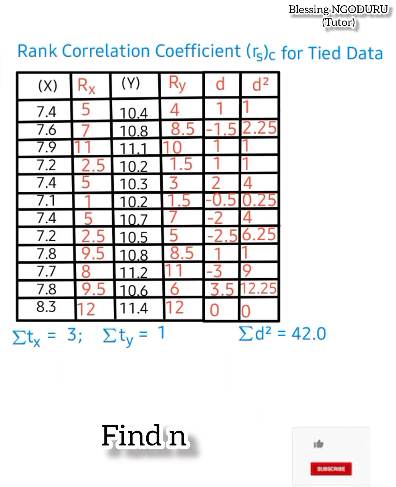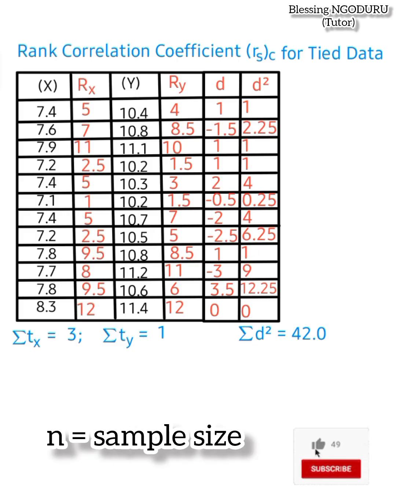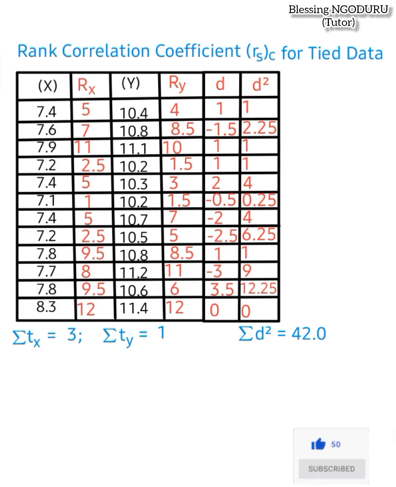Now, let's find the value of n being the sample size. We could get that by counting 1, 2, 3, 4, 5, 6, 7, 8, 9, 10, 11, 12. Therefore, our n value is 12.